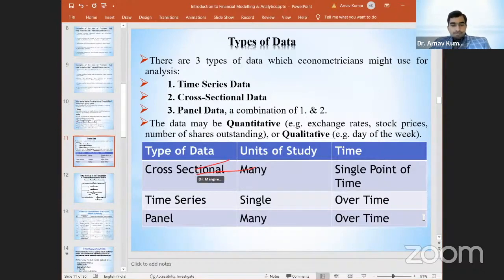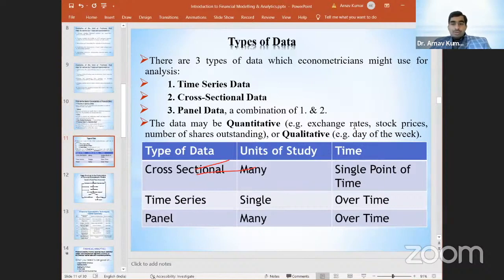And when the units of study are multiple and you are studying them over time, then it is panel data, a panel of data. For example, in my PhD work, I studied the patterns of several stock indices, and I took them over two decades. So there is a panel, because there are several stock indices, so there are several units of study. And since I'm studying them over two decades, there is the time dimension. So it is a panel of data.